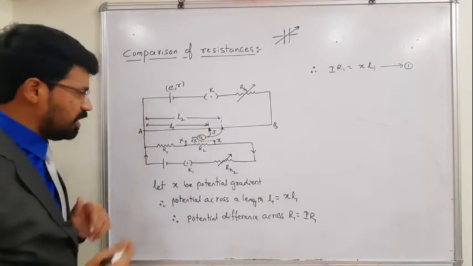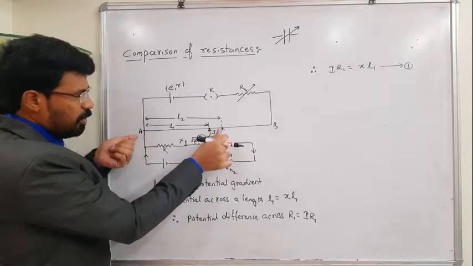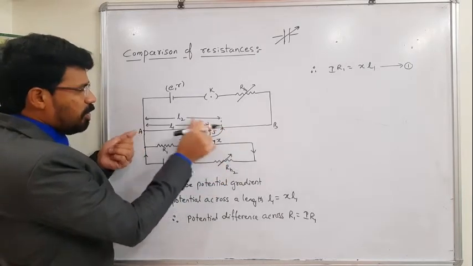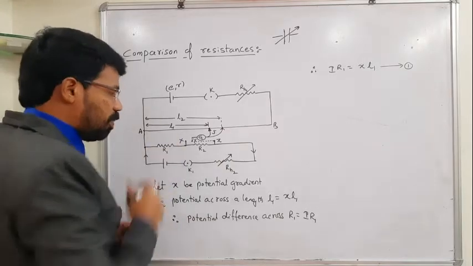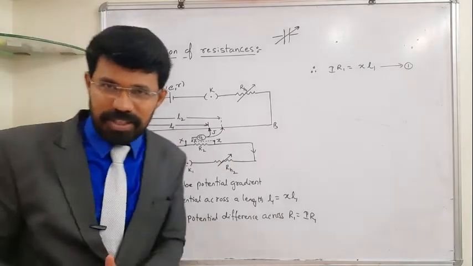L2. What does it mean? It means the potential difference across this combination of resistance is exactly equal to the potential difference across a length equal to L2. How much is the potential difference across a length equal to L2? X L2, where X is the potential gradient, isn't it?